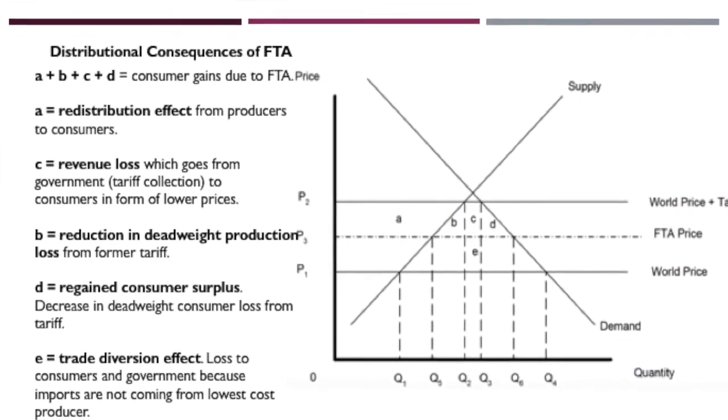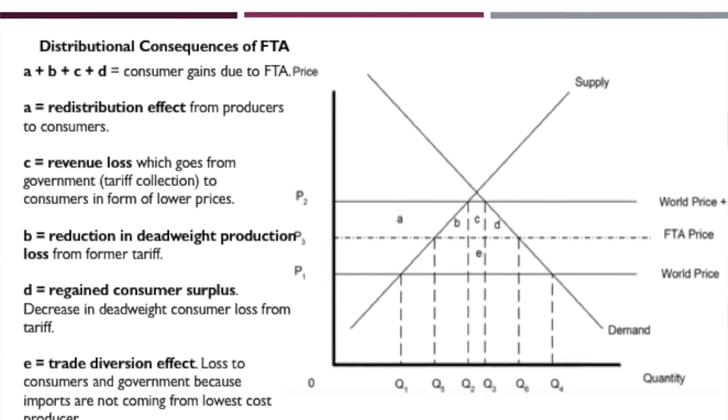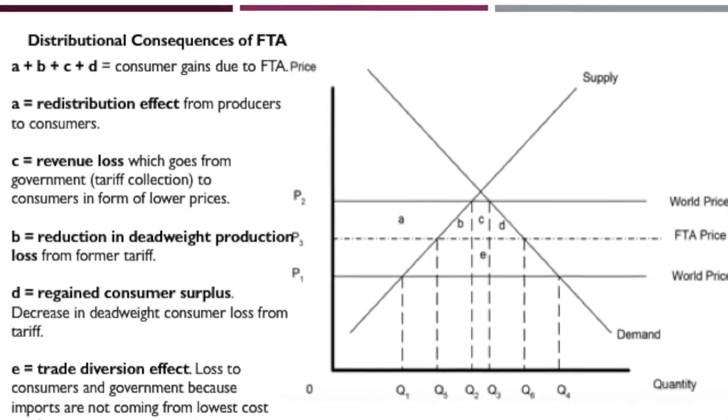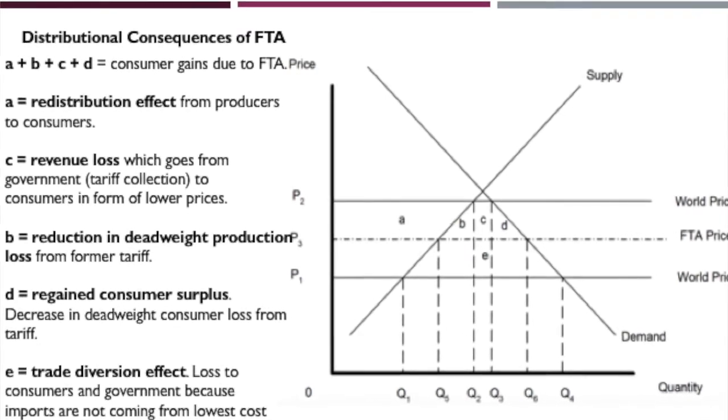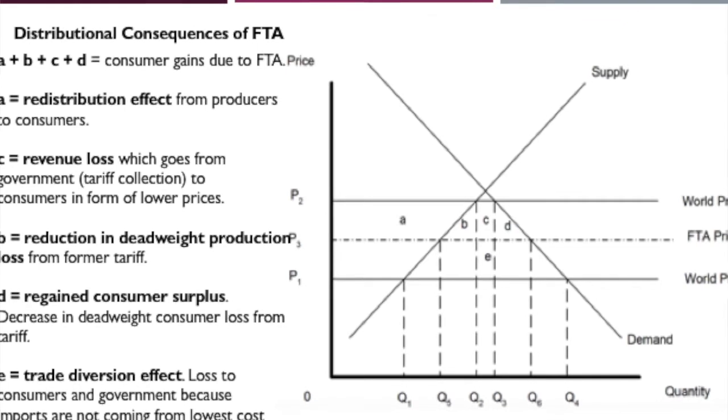Area D, consumers are going to benefit. We're now consuming a greater range of products, many of which are being sourced from our free trade partner. And so Area D is a gain, a pickup of consumer surplus relative to the world price plus the tariff. And so consumers are big beneficiaries of this liberalization with a single country.